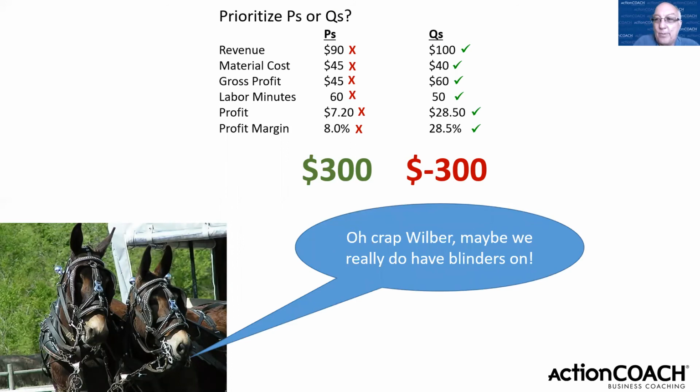If you came up with minus $300, oh crap, maybe you really do have blinders on. If you came up with the $300 because you prioritized P's, congratulations. You learned something from the first 4 iterations of understanding your economic engine. So let's take a second and look at how this comes about.